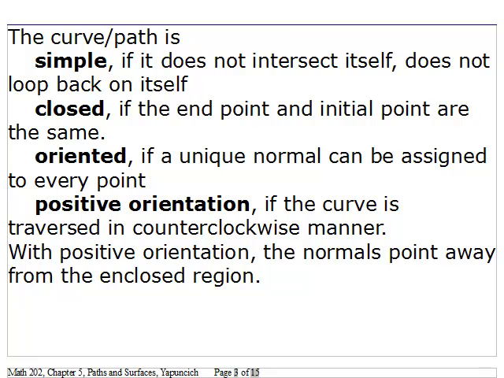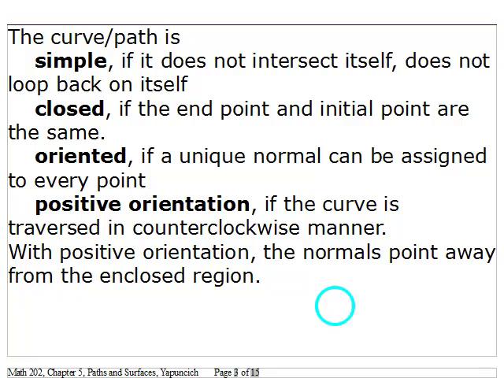Here are some properties of the paths. A path is considered simple if it doesn't cross back and loop back on itself. It's closed, obviously, if the endpoints are the same. And now it's oriented if a unique normal can be assigned to every point. It's oriented positively, or has positive orientation, if the curve can be traversed, as though you pretend you're walking around this curve, or walking around this path, in a counterclockwise manner. And in this case, you want all those normals to point away from the enclosed region. So you're walking along a closed path, and you want all the normals to point out.